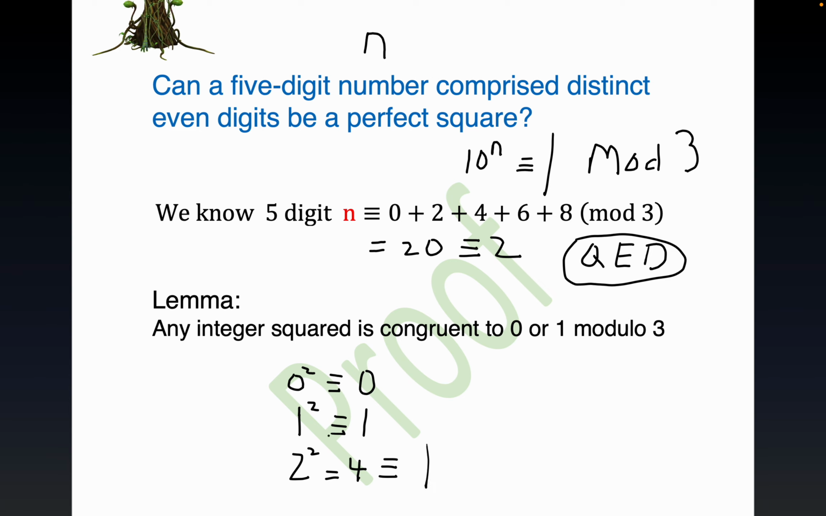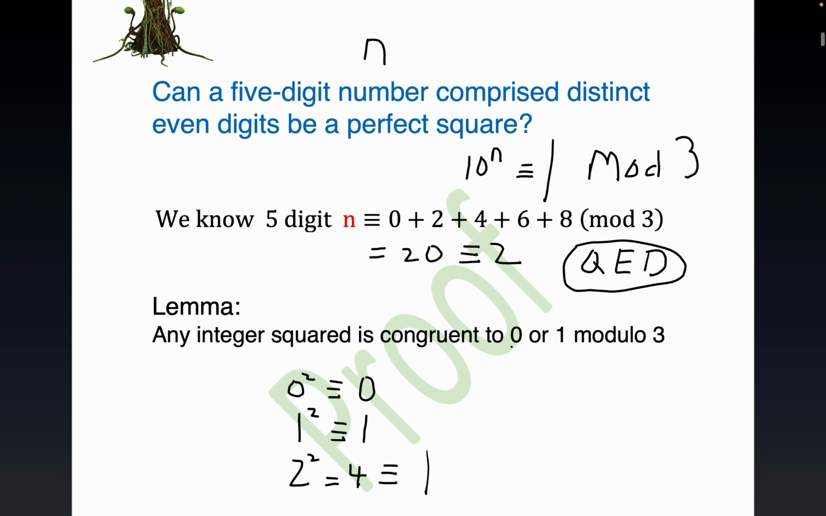And again, the basic idea here that bothers some people is that any integer you can think of is congruent to 0, 1, or 2. Well, we've just checked the squares of all of those, and we just get 0 or 1. So that's why this is true, folks.